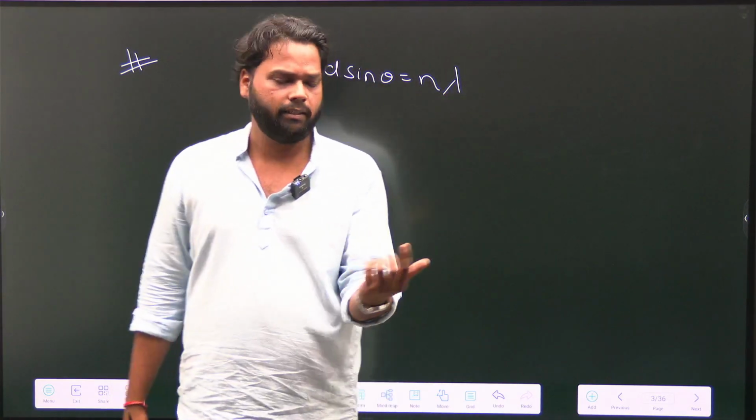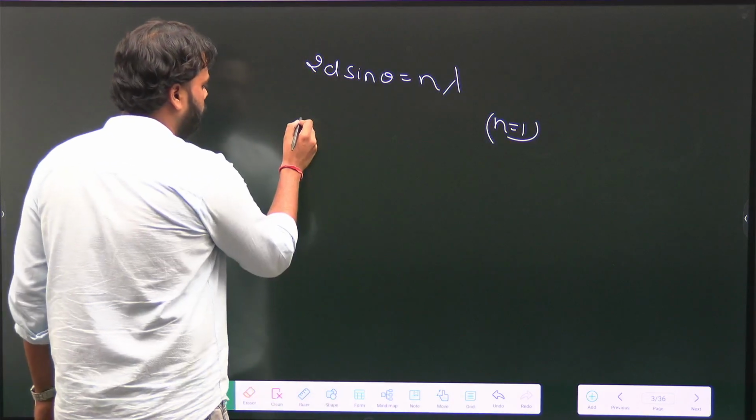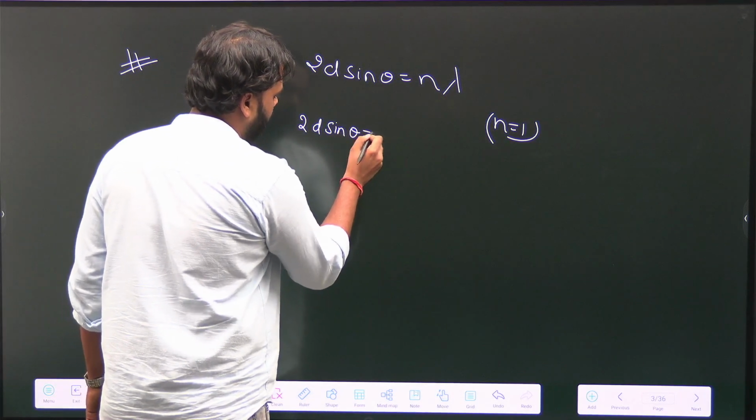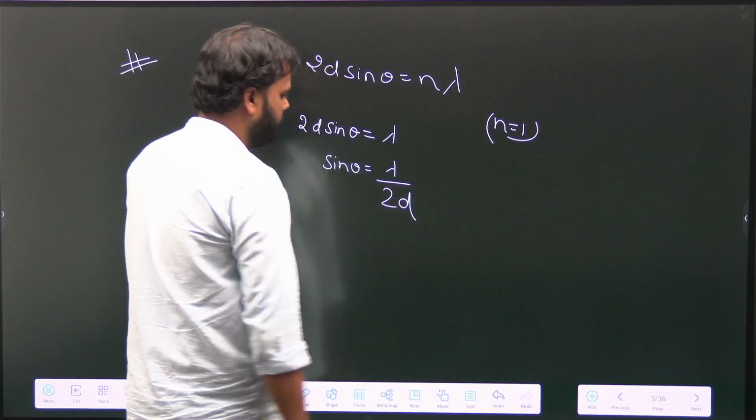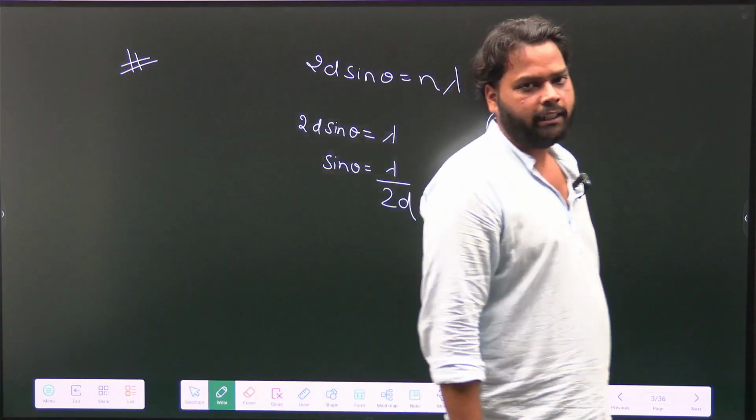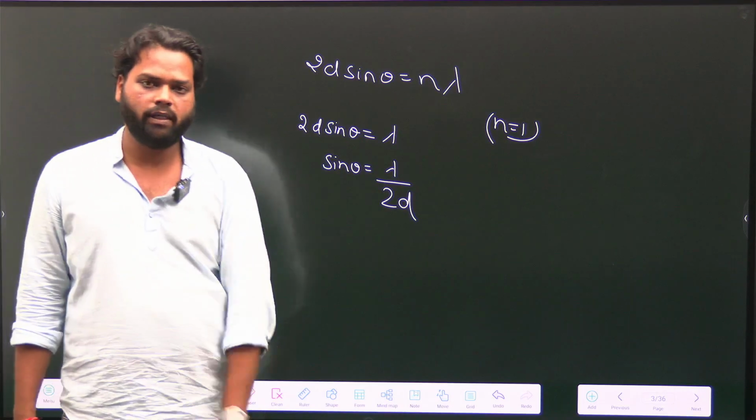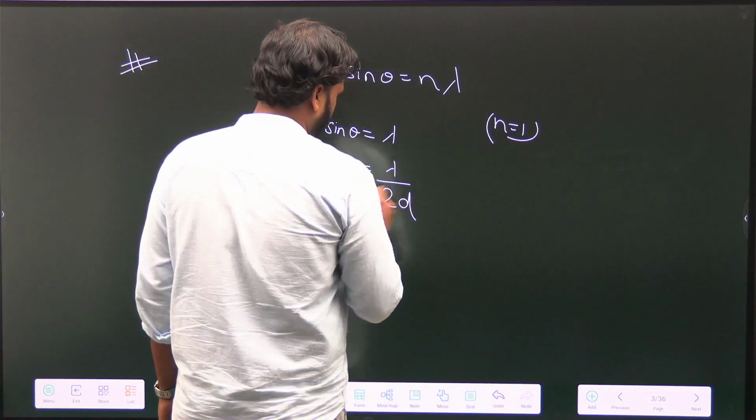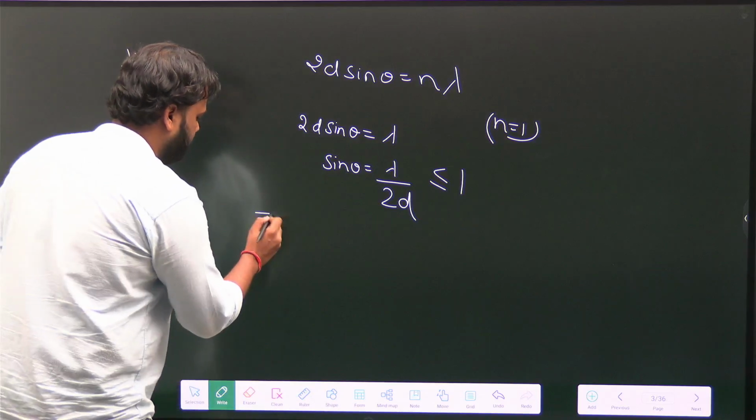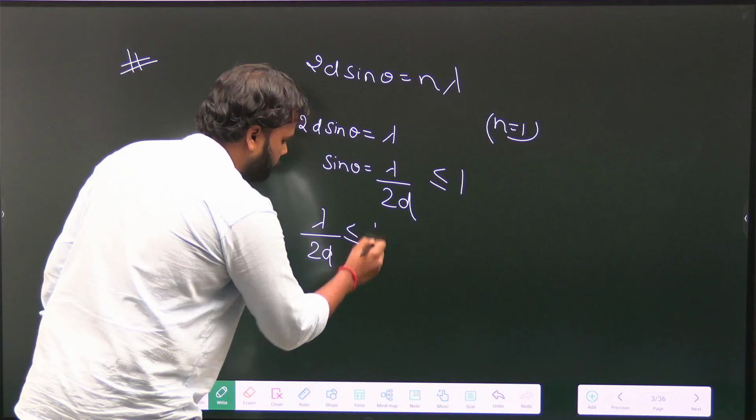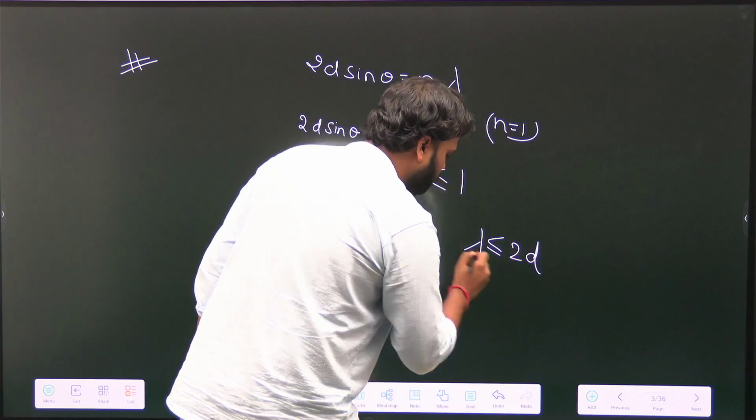Just for simplicity, take n equal to 1 and we'll talk about the first order diffraction. So 2d sin theta will be equal to lambda. So sin theta will be equal to how much? Lambda upon 2d. What is the constraint on sine theta? That sine theta value must be less than or equal to 1. Yahi to constraint hai na sine theta par. So can we write lambda upon 2d less than or equal to 1, which implies that lambda should be equal to or less than 2d.